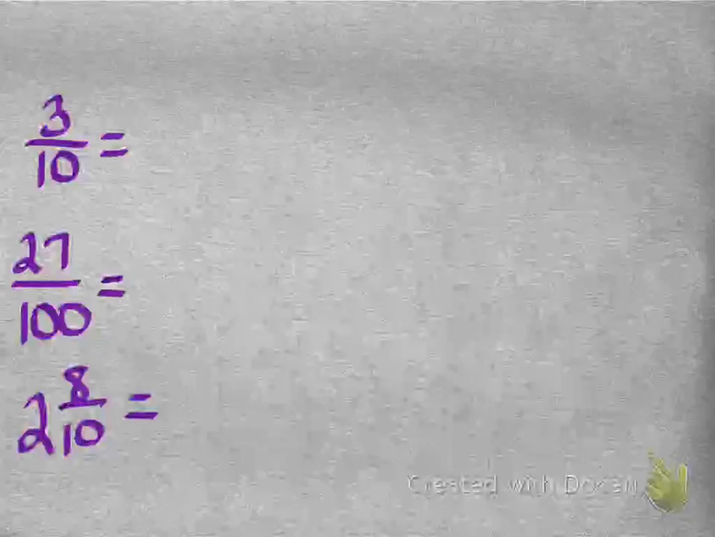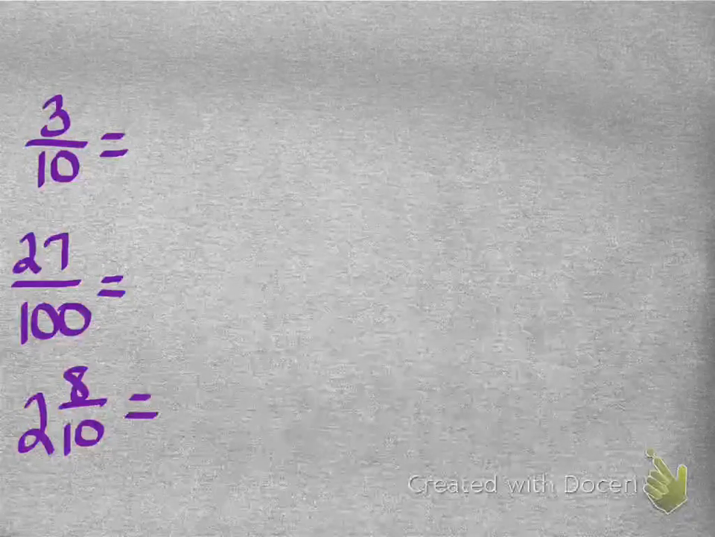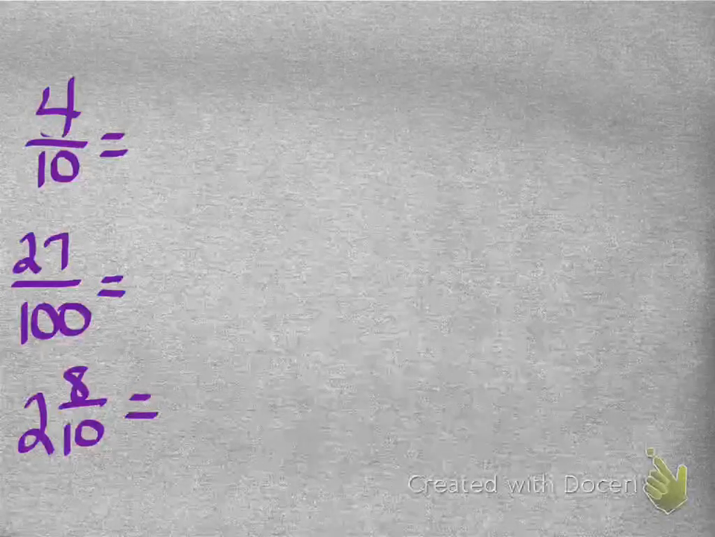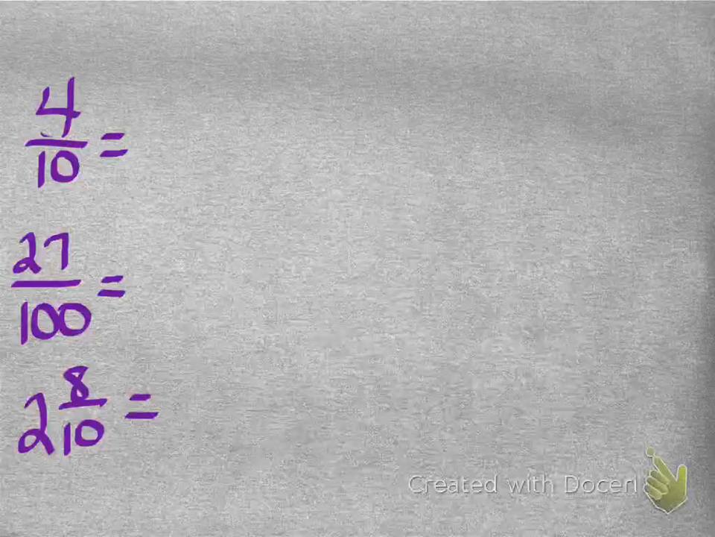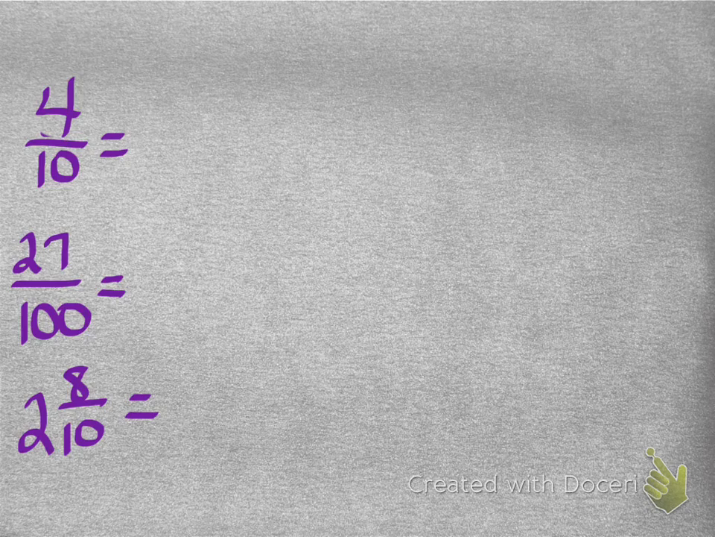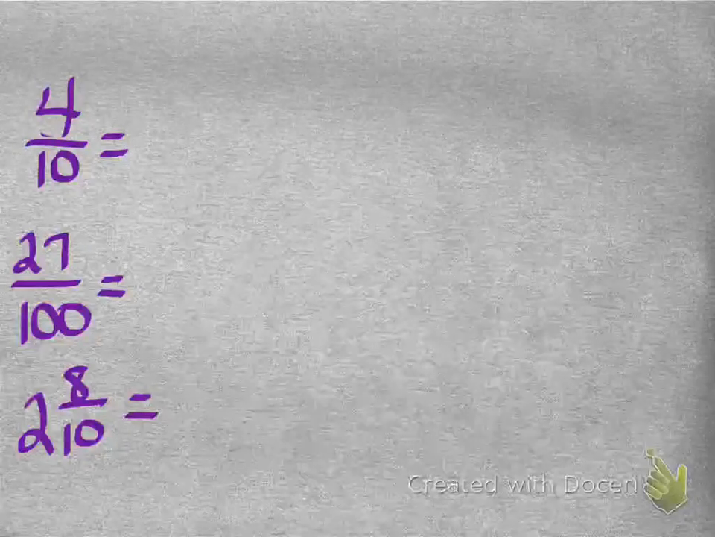Looks like I did 3/10 twice. I didn't mean to do that. Let's just change this to 4/10. Alright, so if I had 4/10 without using base 10 blocks this time, how would we write that in decimal form? Now remember, we don't have a whole number. All we have is a fraction.